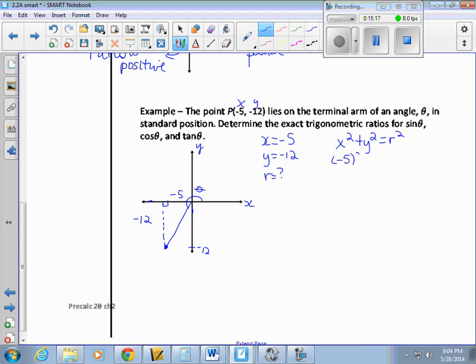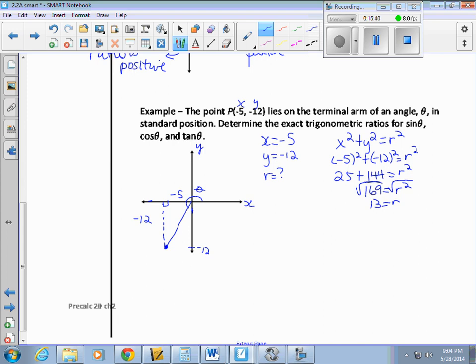So negative 5 squared plus negative 12 squared equals r squared. So this is 25 plus 144 is equal to r squared. So 169 is equal to r squared. Square root, 13 is equal to r. And again, because this is the hypotenuse, it's not positive negative 13, it's just 13.